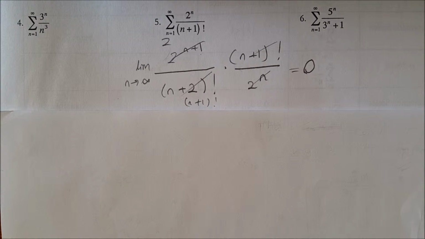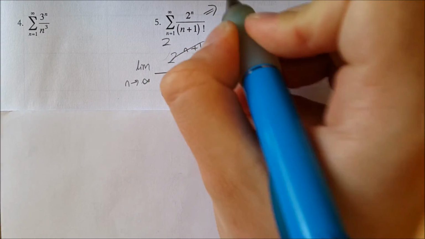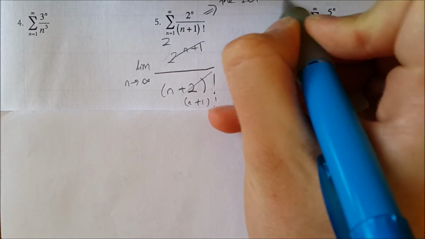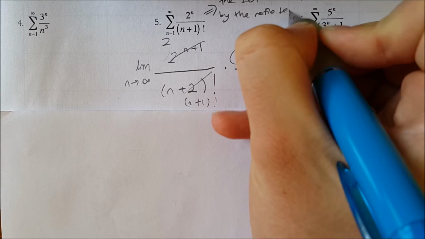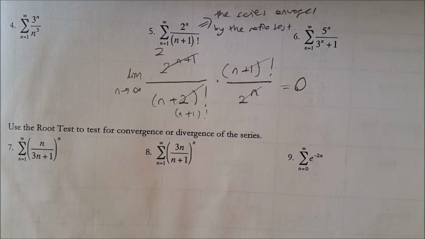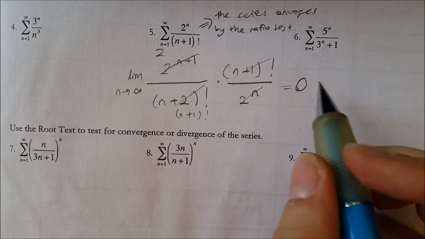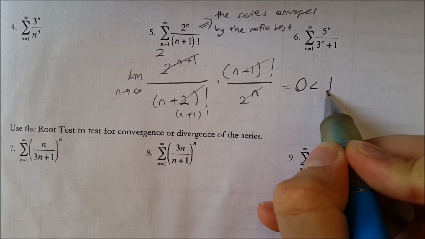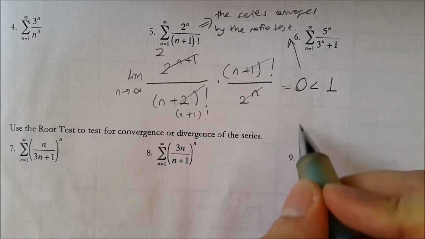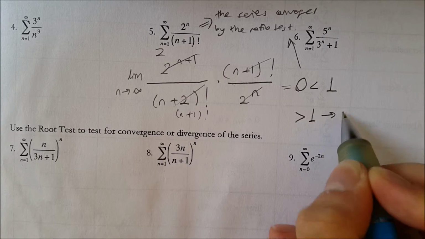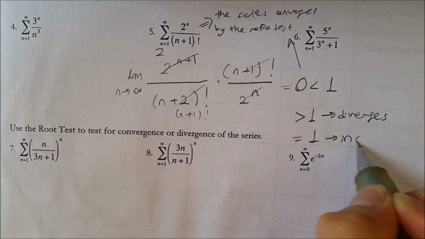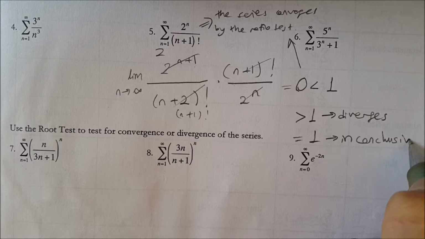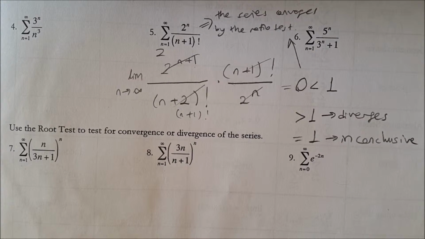When the ratio test gives us the number 0, it means that the series converges by the ratio test. Our rule for this is that if the limit is smaller than 1, then it converges. If the limit is greater than 1, then it diverges. But if the limit is equal to 1, then it's inconclusive, and we look for another test to solve the problem.